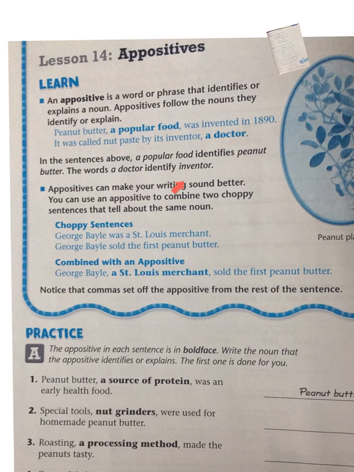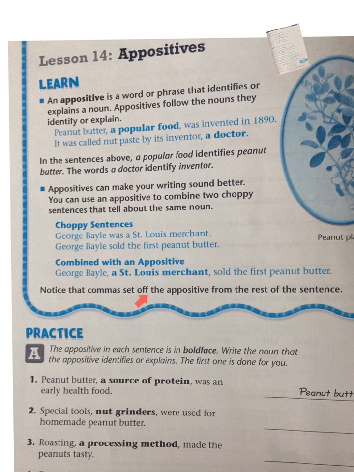Appositives can make your writing sound better. You can use an appositive to combine two choppy sentences that tell about the same noun. Choppy sentences: George Bell was a St. Louis merchant. George Bell sold the first peanut butter. You can combine them with an appositive: George Bell, a St. Louis merchant, sold the first peanut butter.